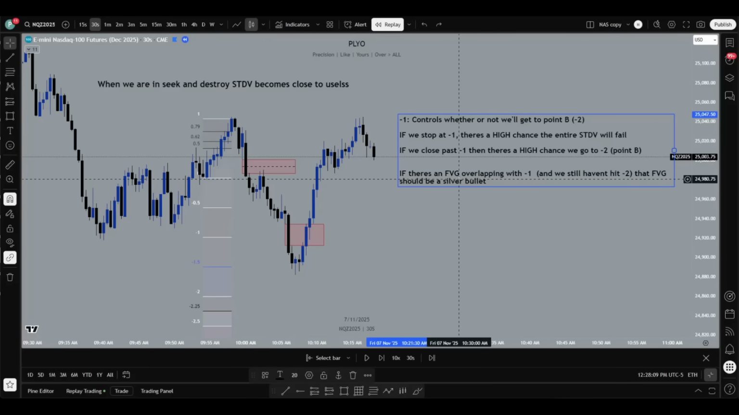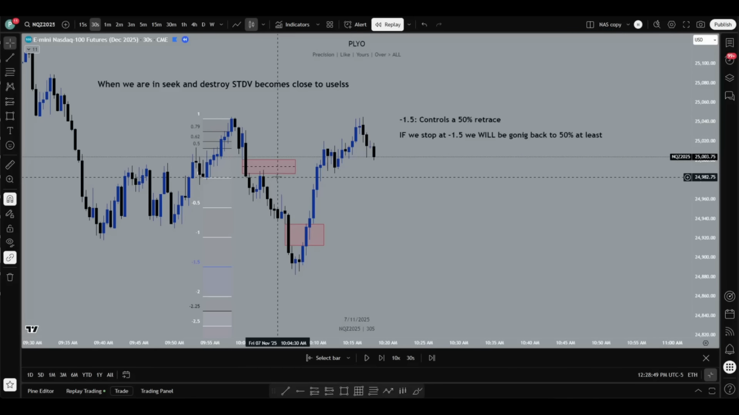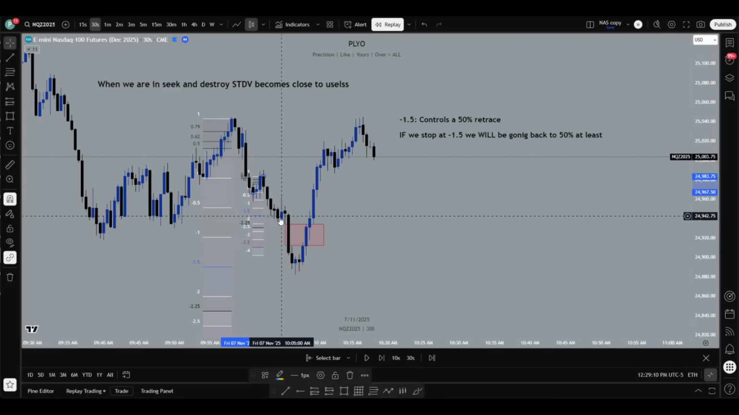Now, let's talk about what -1.5's job is. If you ever see a stop at -1.5, say we wick off it just like this, you can expect this to go back to 50% of our standard deviation leg. Okay, what does that mean exactly? In this example, it just so happens to be the swing high, but say this was a new standard deviation. Say, for example, we had one here in the middle, just for example. Oh, actually, this is a perfect example, even though it's a tight range.